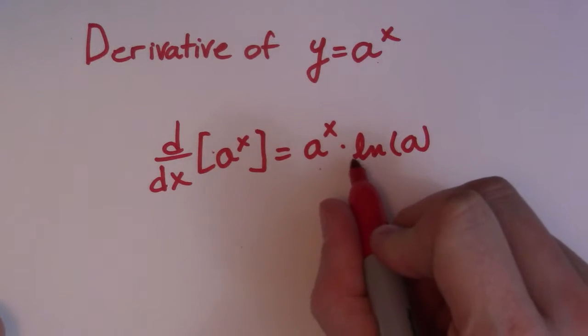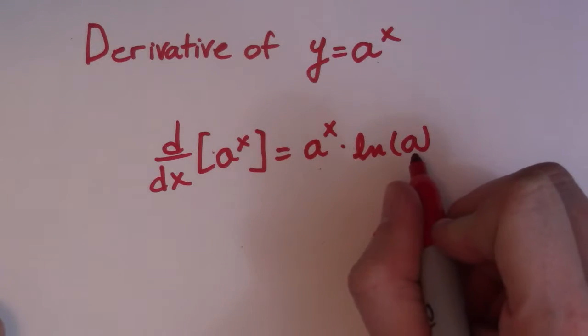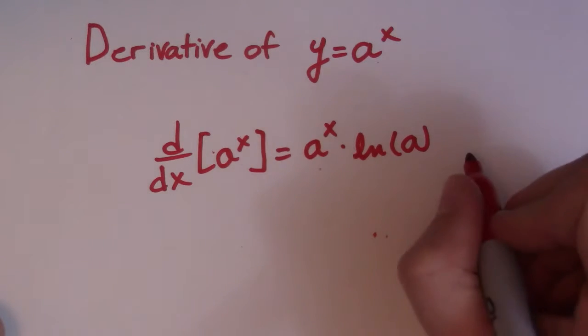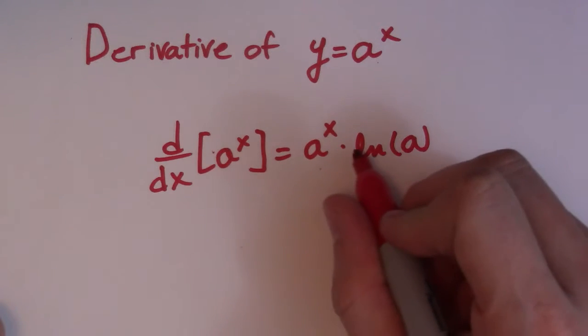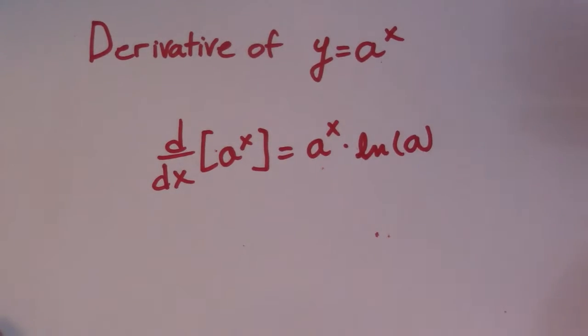So the reason why we don't have this with e to the x is because ln of e is actually 1, so we don't need to write that part. So that's why the derivative of e to the x is e to the x, whereas the derivative of this, you have to add that part in. So again, it doesn't really affect too much.